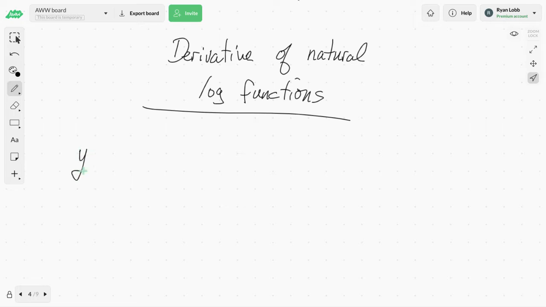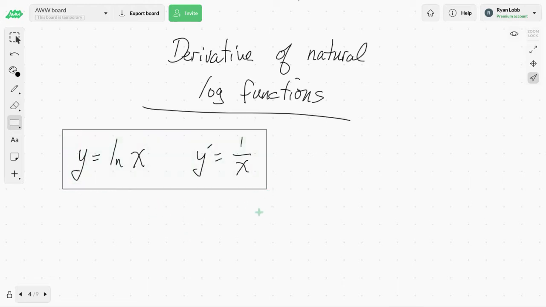So for y equals ln of x, our natural log function, keep in mind, this is a logarithm with base e, y prime is equal to 1 over x. So we have this relationship here that if y is equal to ln of x, then the derivative y prime is equal to 1 over x. That's the first little log rule we have. It's a specific function, clearly ln of x.